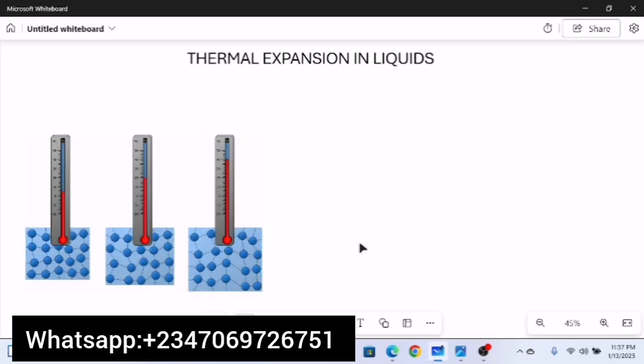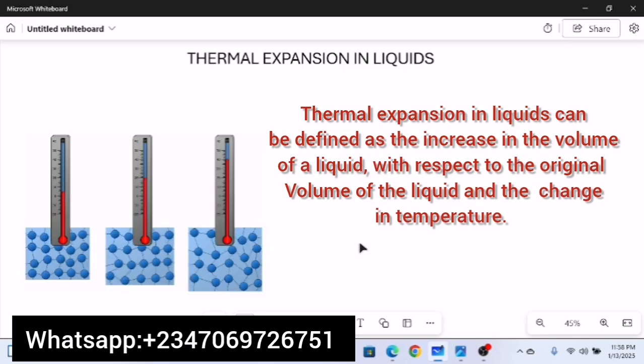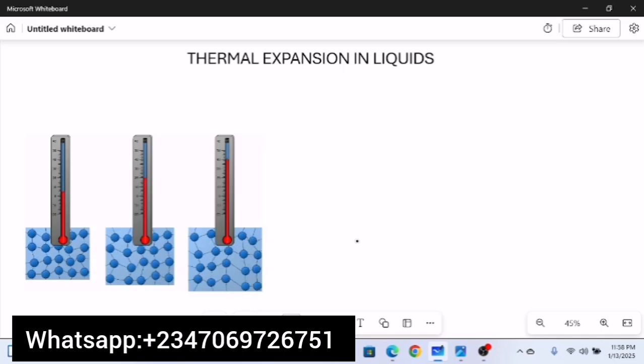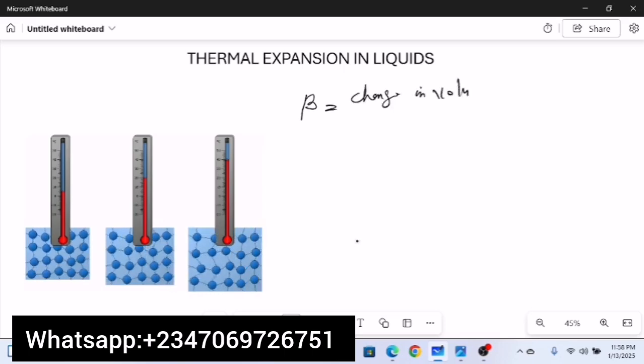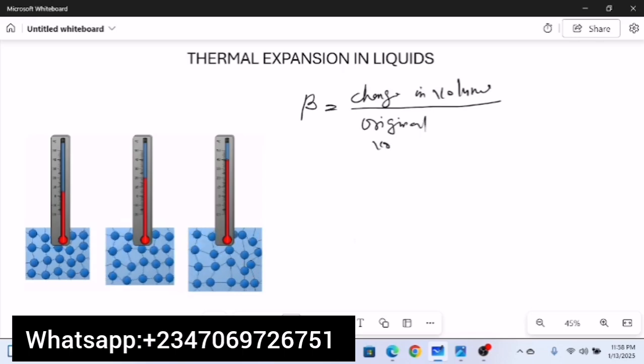So that brings us to the mathematical definition of thermal expansion in liquids. And that can simply be defined as the increase in the volume of the liquid with respect to the original volume of the liquid with respect to the change in temperature. So mathematically, the thermal expansion in liquid, or the coefficient of thermal expansivity, beta, is going to be equal to the change in volume with respect to the original volume with respect to the change in temperature.